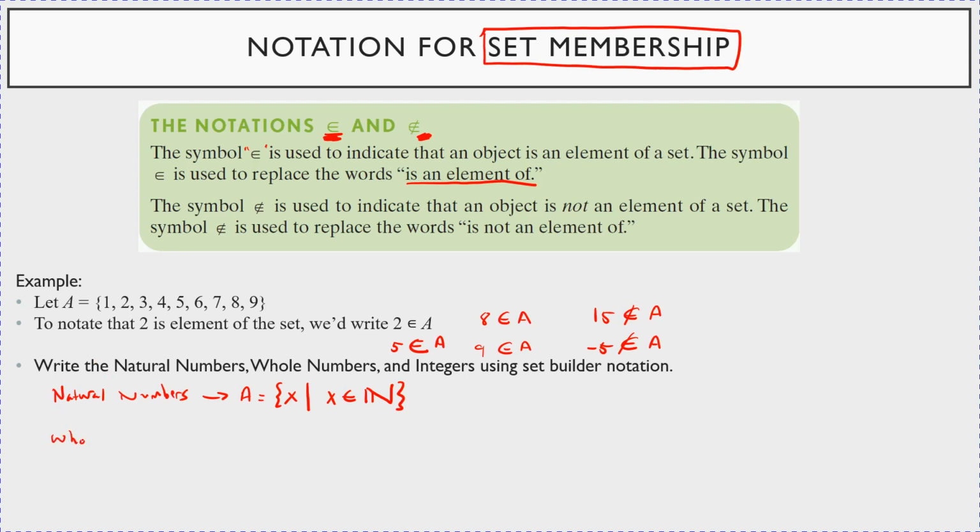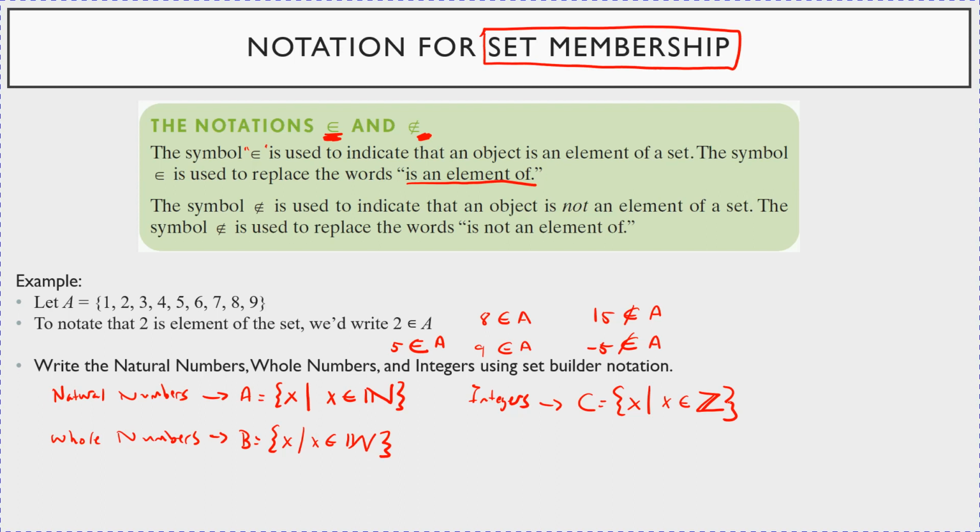So you can see then the whole numbers. We'll call this set B. It is the set of all elements x, such that x is an element of the whole numbers. And then the integers, we'll call that set C. It's the set of all elements x, such that x is an element of the integers.